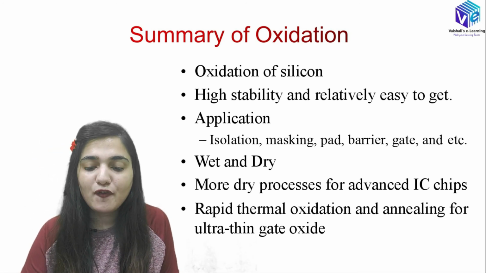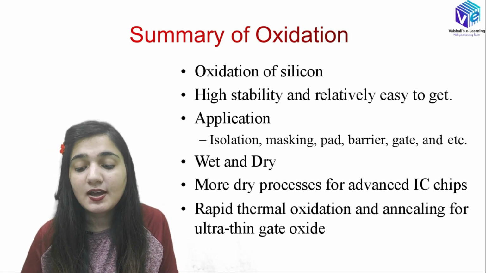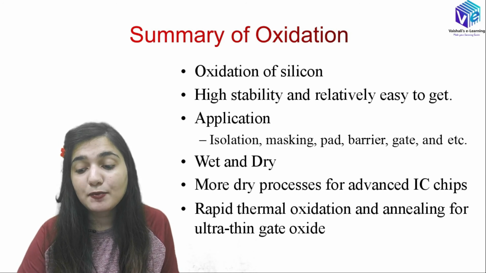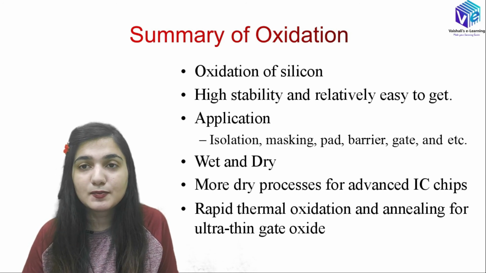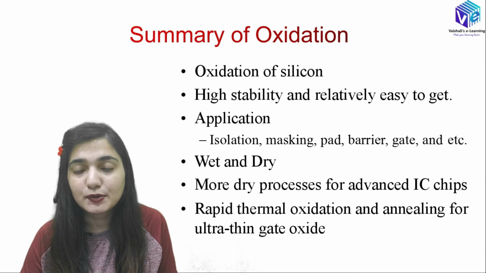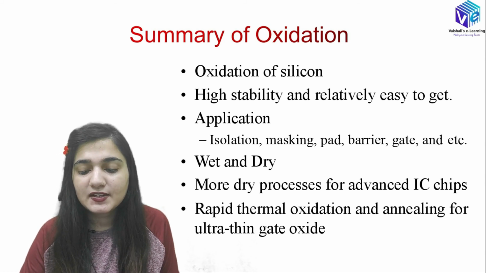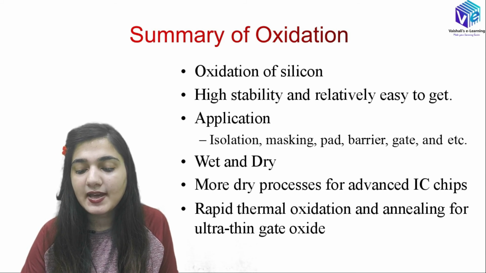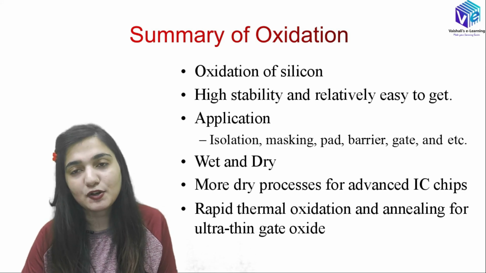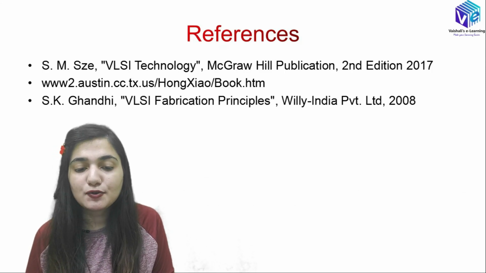We discussed two types of oxidation, wet and dry oxidation. We require more dry processes for advanced IC chips because we require a very controlled oxide layer. Then we discussed rapid thermal oxidation and annealing for ultra thin gate oxide. So I hope you understood all of these things.